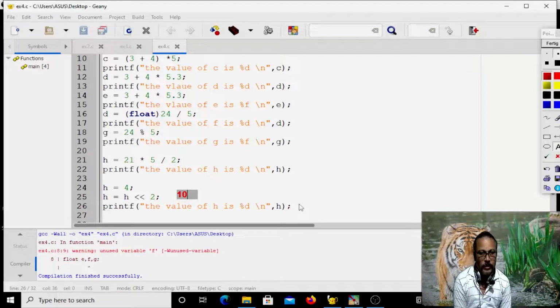4 is actually 1, 0, 0. Shifting by 2, by 2 actually.